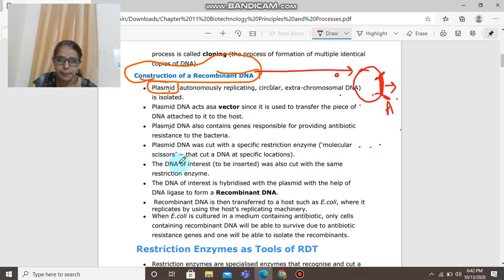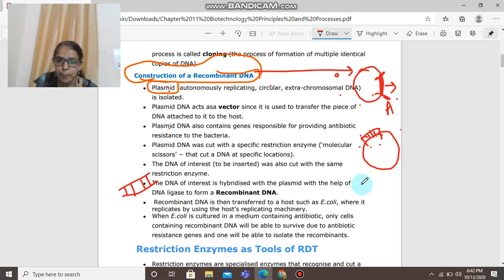So how is it formed? See. Plasmid DNA was cut with the restriction enzyme. This was the plasmid DNA. If I am cutting it like this, from here I have removed this segment. Now this is the gene of interest. Suppose this is the gene of interest. This gene of interest will now be introduced here. So what will this be? This will be the recombinant DNA.